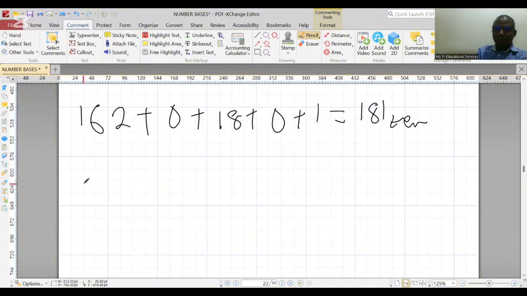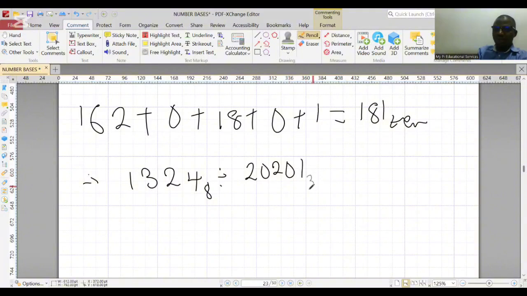So therefore, this number, 1324 base 8 divided by 20201 base 3, is the same thing as 224 base 10 divided by 181 base 10. So when you put this on your calculator, you have 4 base 10.